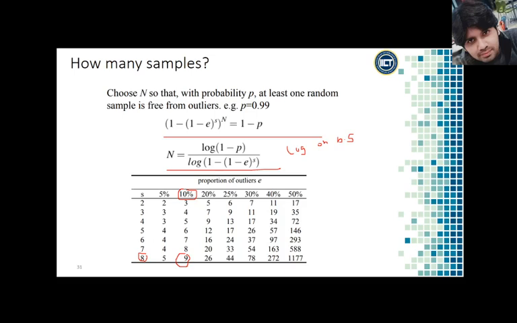But you can see that if we have a large number of outliers, let's say 50%, we need to consider 1177 iterations to find a sample set of 8 points with 99% probability. So this method assumes that we should have a small amount of outliers, but if the number of outliers goes up, it would take a lot of computational time.